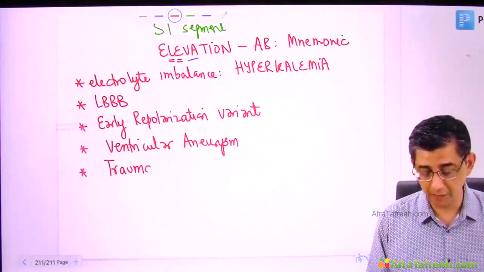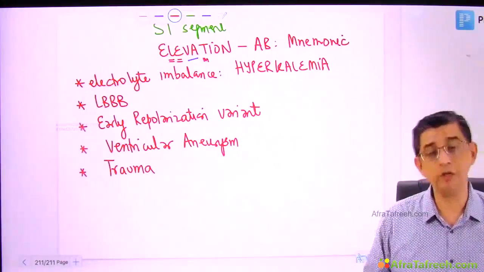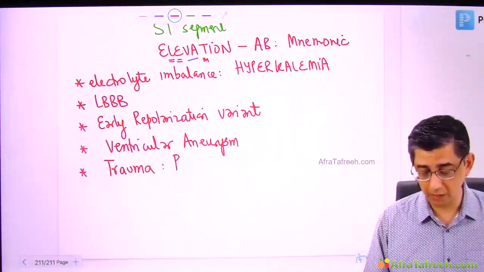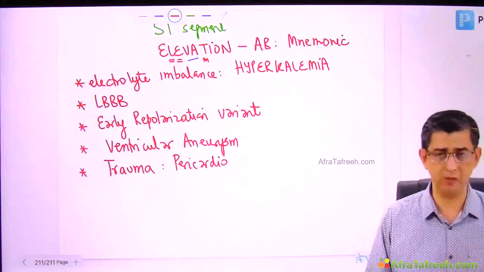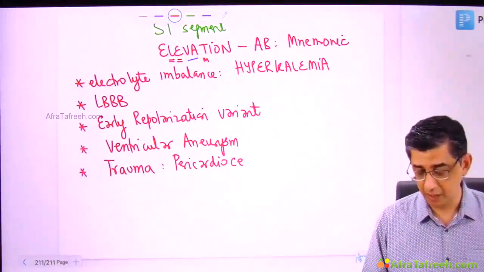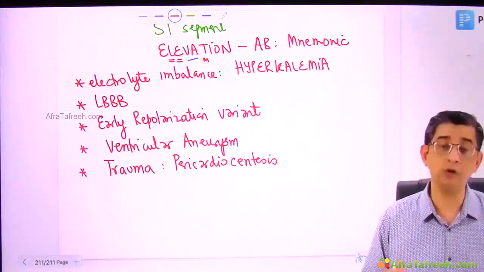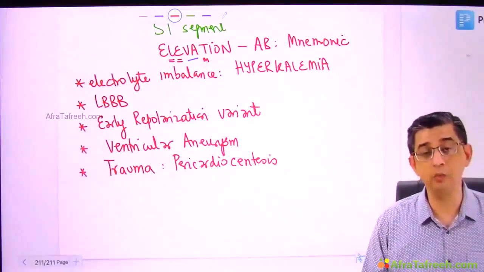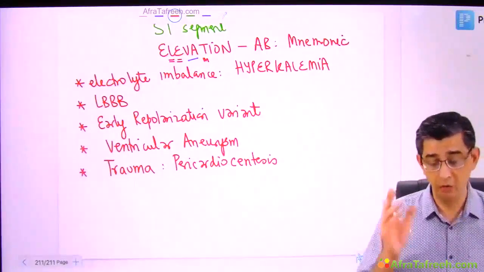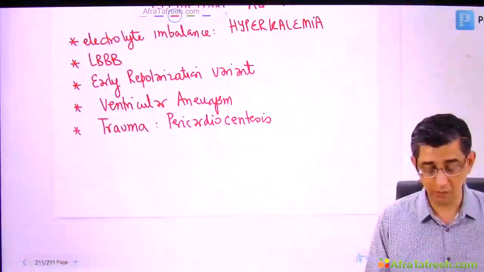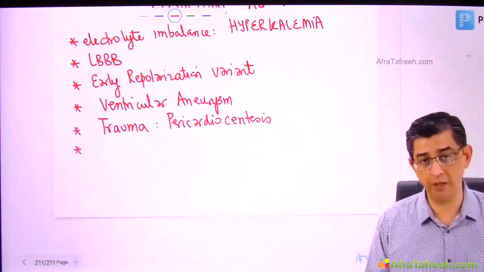We come to alphabet T now of this mnemonic, that is trauma. And by trauma, I don't mean at the moment a punch to the chest, or an elbow to the chest, like in the case of an MMA fight. What I am talking about here is trauma caused by a catheter, which you are using to do a pericardiocentesis procedure. The moment the catheter touches the surface of the heart, you will notice a gross ST elevation coming up. That's because of irritation of the pericardium.